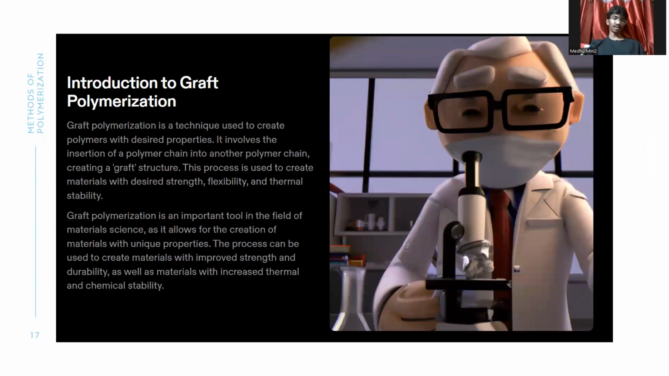Introduction to graft polymerization. Graft polymerization is a technique to create polymers with desired properties. It involves the insertion of a tailored polymer into another polymer chain, creating a graft structure. This process is used to create materials with desired strength, flexibility, and thermal stability. Graft polymerization is an important tool in the field of material science, as it allows for the creation of materials with unique properties. This can be used to create materials with improved strength and durability, as well as materials with increased thermal and chemical stability.